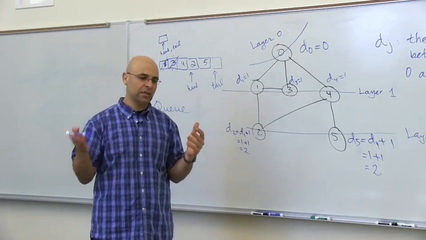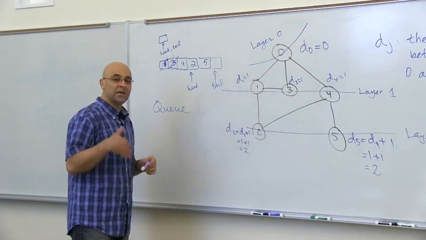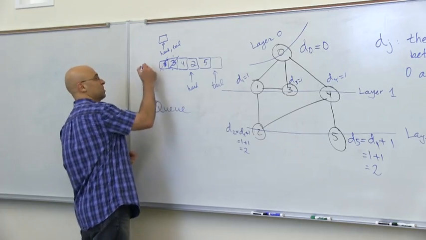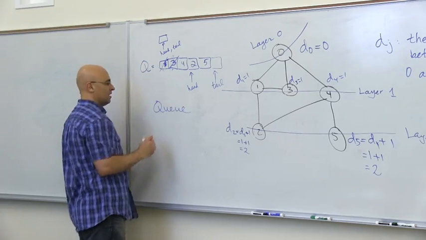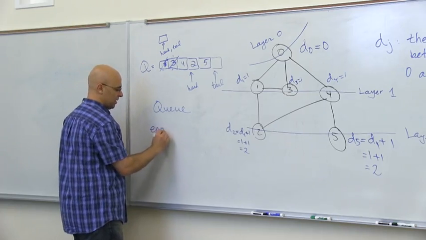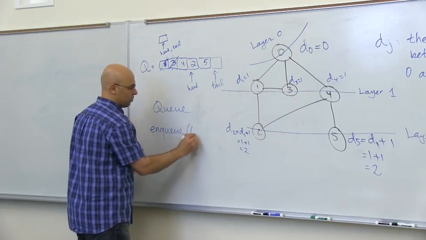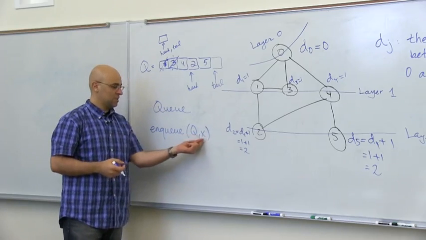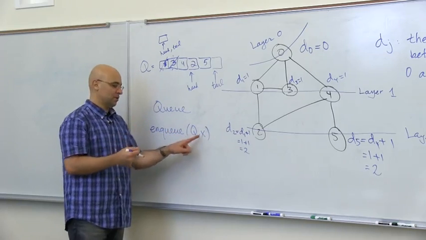When we put things on it, the operation we call is enqueue. When we want to put an element x on the queue, suppose this queue is called q, we have an operation called enqueue, where we add an element x to the queue. It is implicit that x is going to be at the tail of the queue.